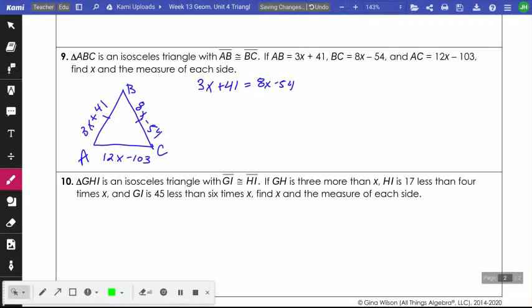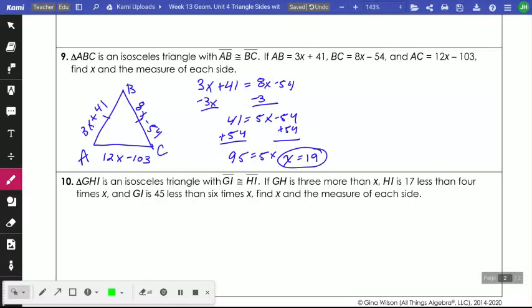Okay. I will subtract 3x from both sides so that I can get x by itself. And I'll have 41 is equal to 5x minus 54. I'll add 54 to both sides. And I will get 95 equals 5x, so that x is equal to 19. And then I have to find x and the measure of each side.